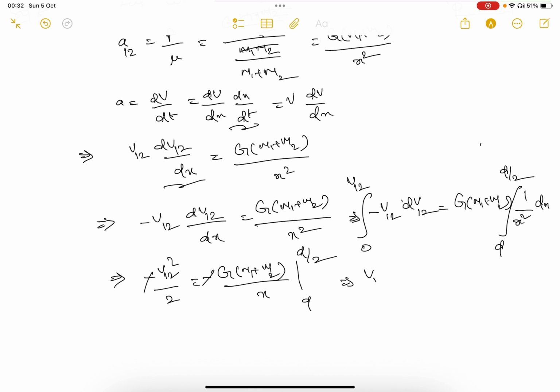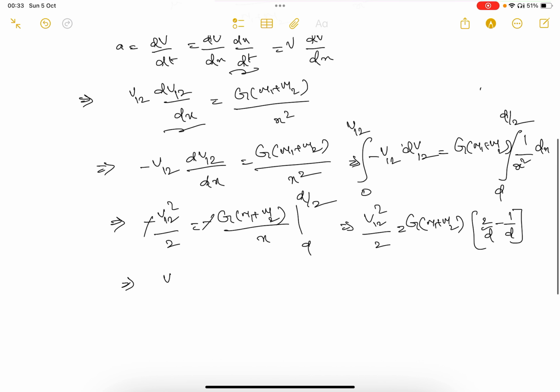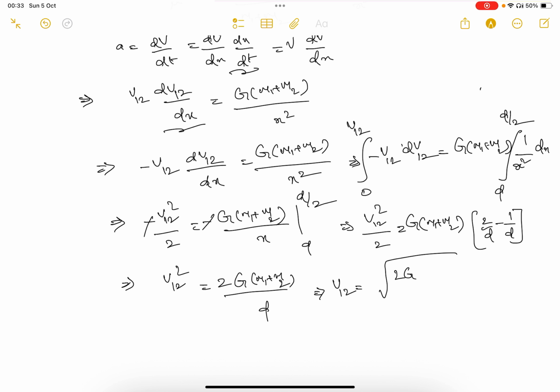Then this is v12 square by 2 equal to G into m1 plus m2 into 1 by x, right? 1 by d by 2 is 2 by d, minus 1 by d, which is then v12 square equal to 2 into G into m1 plus m2 into 2 by d minus 1 by d, which is 1 by d. So this will be v12 equal to root of 2G into m1 plus m2 by d.